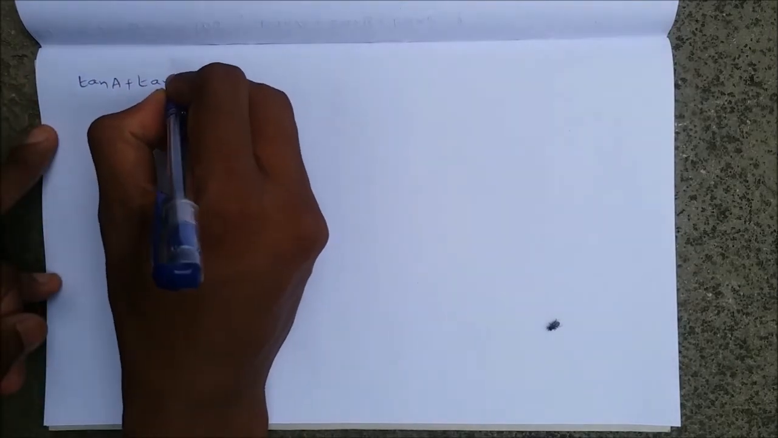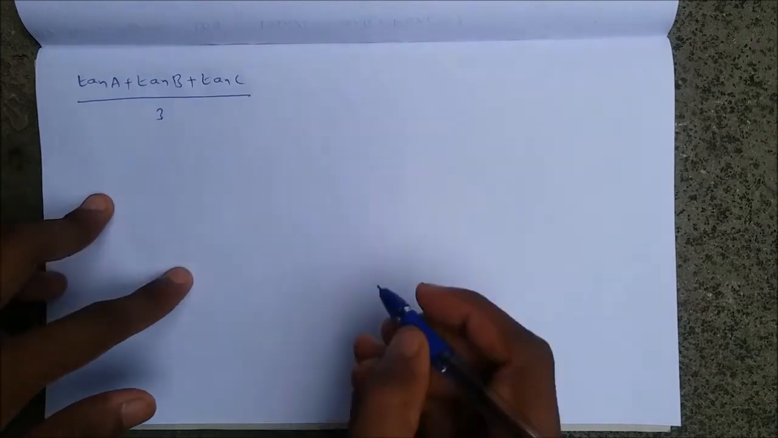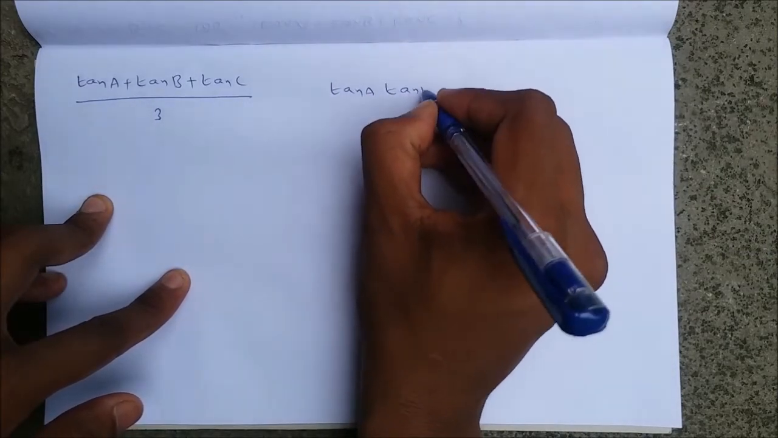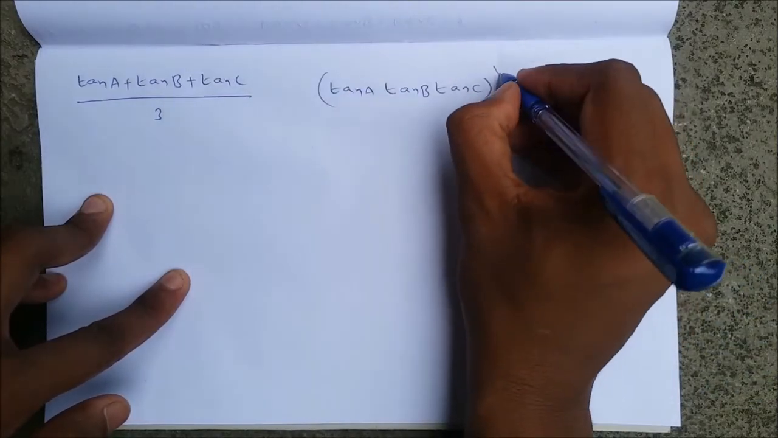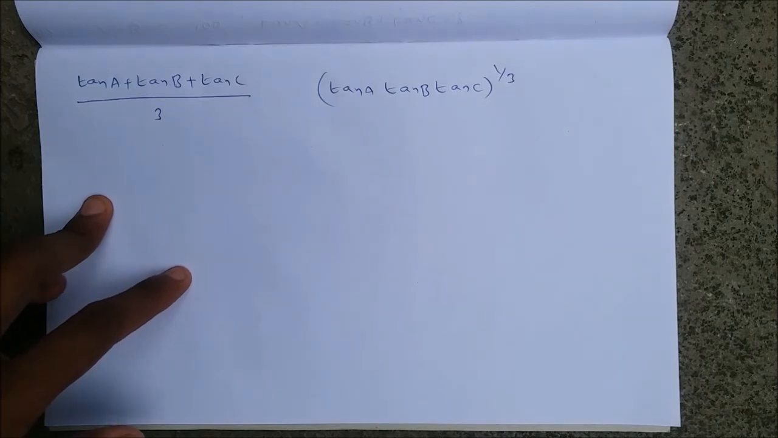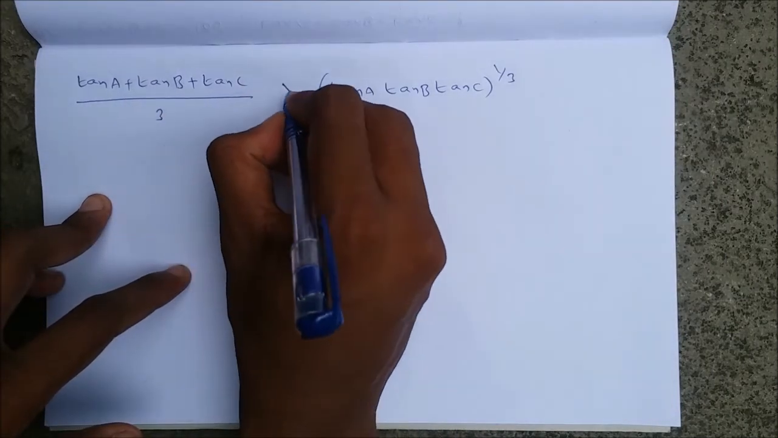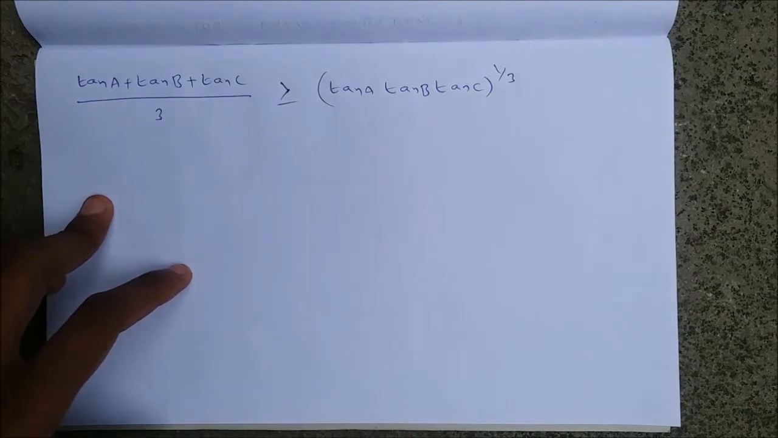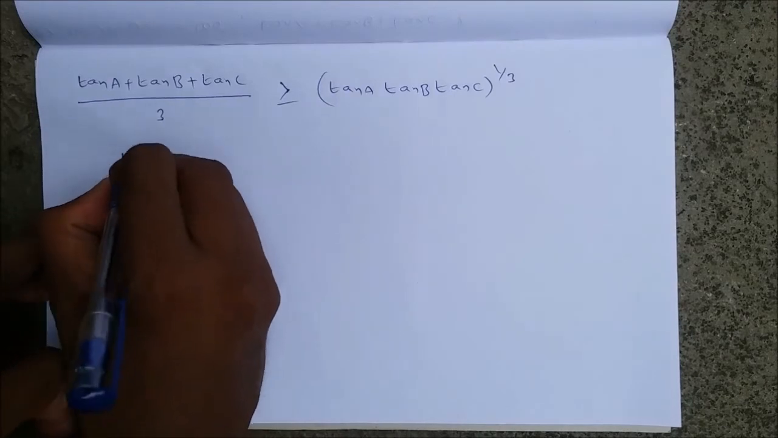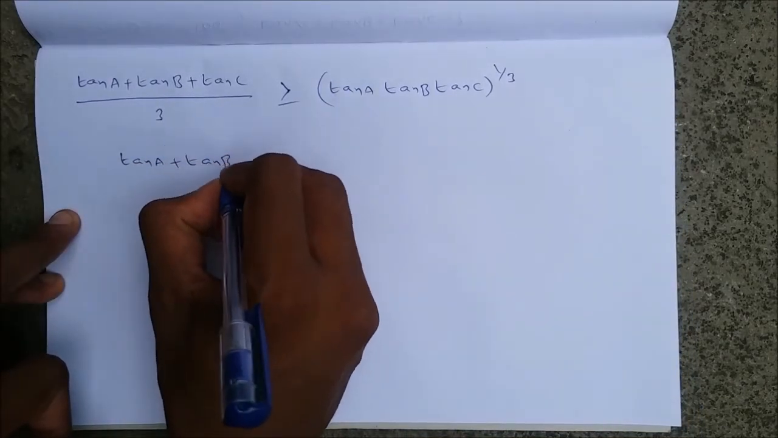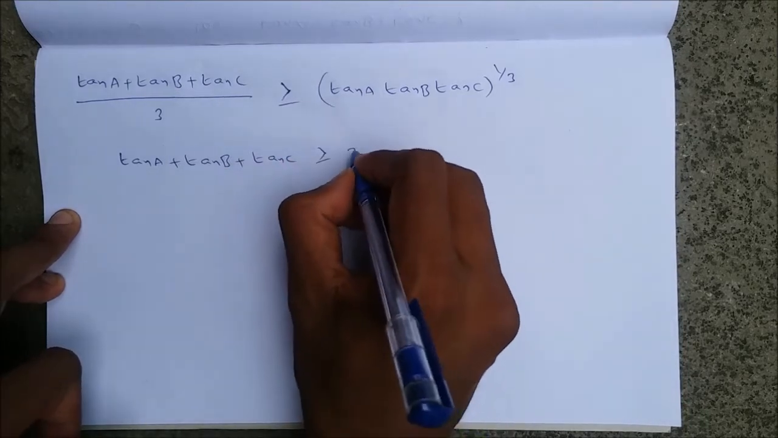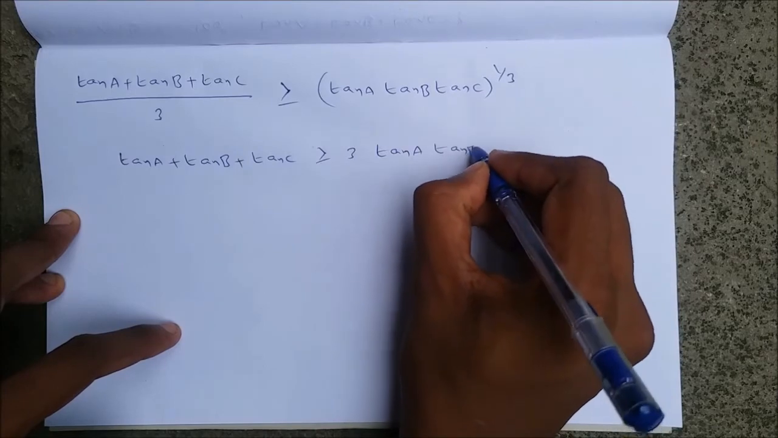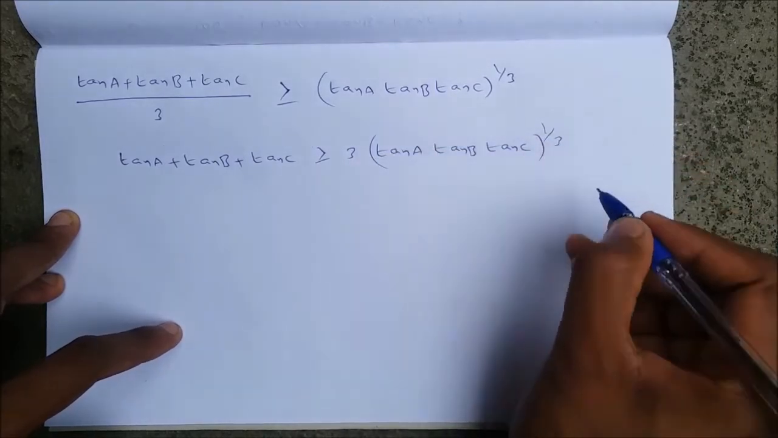Okay, if we take the arithmetic mean of tan A, tan B, tan C, we will get tan A plus tan B plus tan C divided by 3. For GM, tan A, tan B, tan C whole power 1 by 3. And we know very well AM is greater than or equal to GM. So tan A plus tan B plus tan C divided by 3 is greater than or equal to tan A, tan B, tan C whole power 1 by 3. Now this 3 I am taking to the right side. So we get tan A plus tan B plus tan C greater than or equal to 3 times tan A, tan B, tan C whole power 1 by 3.